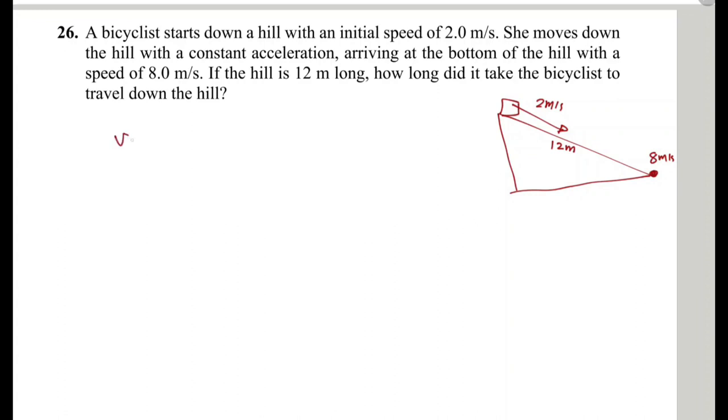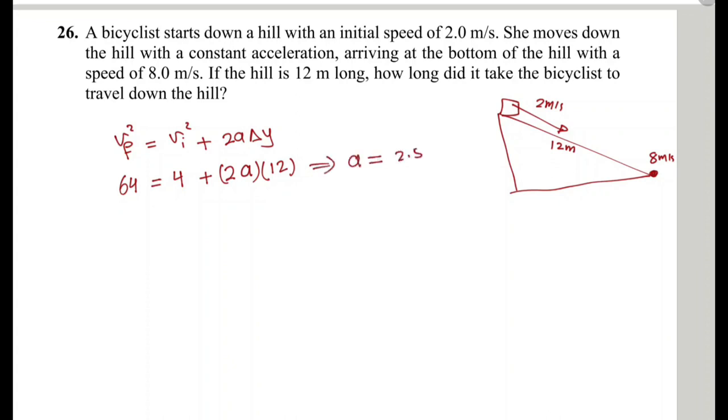Now, from the equations of motion, V final squared equals V initial squared plus 2a delta y. The final velocity squared is 64, equal to the initial velocity squared, which is 4, plus 2a times delta y. Delta y is 12, the length of the path or the track, 12 meters. From this we can find a equal to 2.5 meters per second squared.